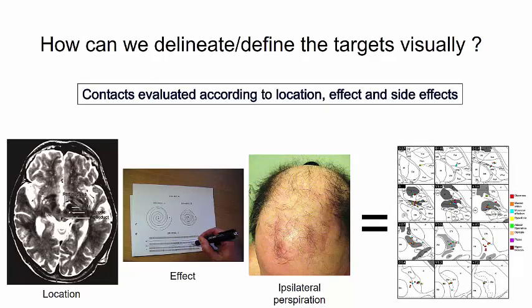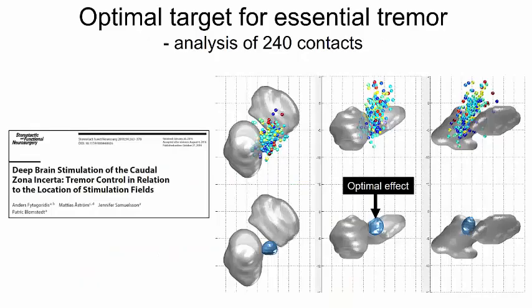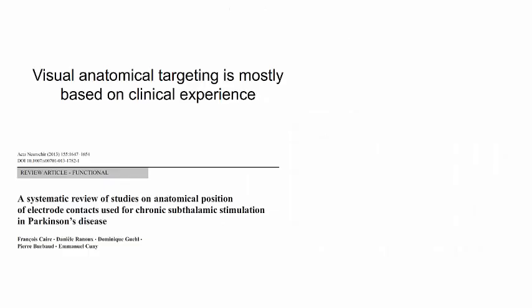How can we then delineate and define the target visually? Well, we can do this in a scientific manner by evaluating the location of implanted electrode contacts with the effects and side effects of stimulation. This is done in the example above, where we identify the area in blue with the best effect in 240 electrode contacts in patients with essential tremor. In reality, visual anatomical targeting is mostly based on clinical experience.